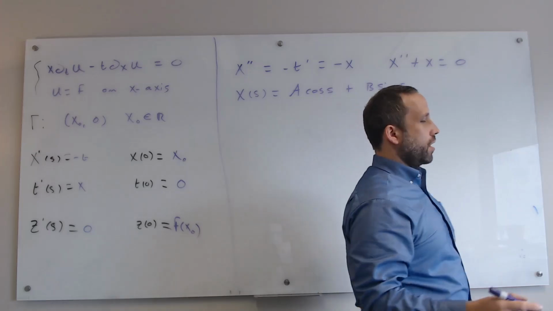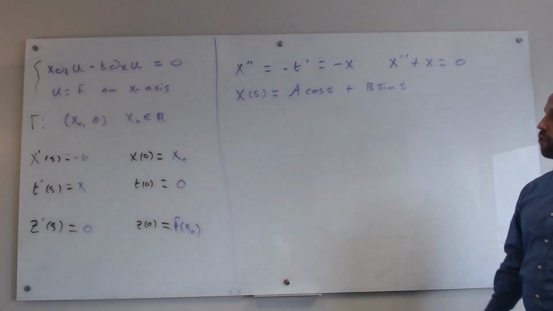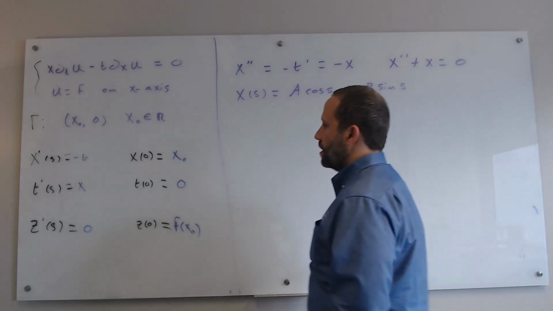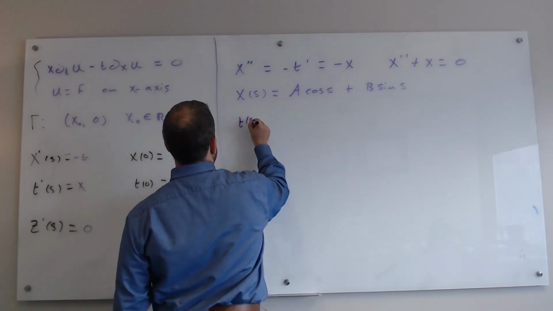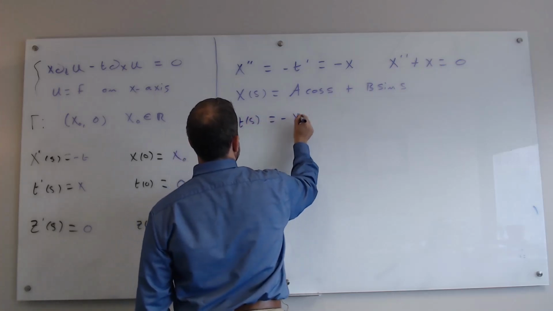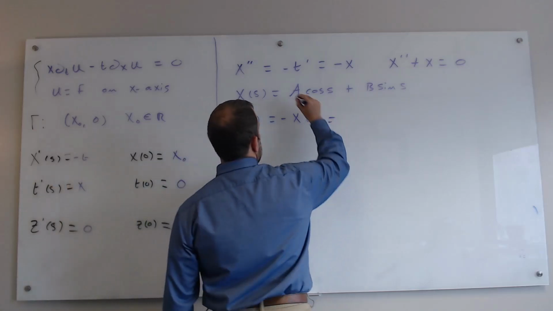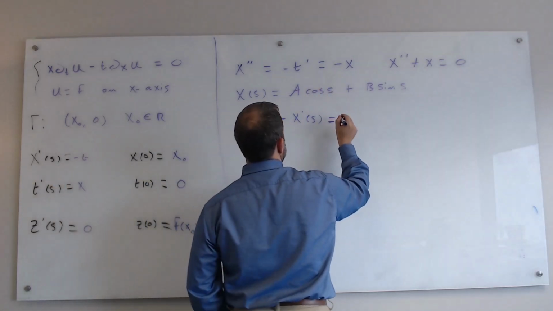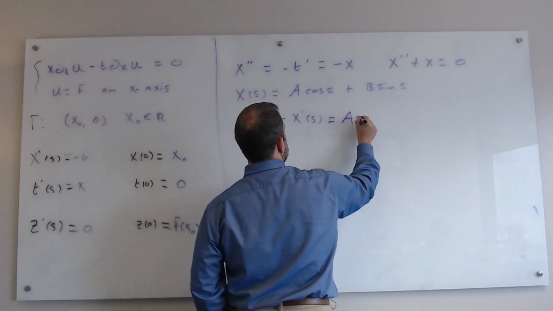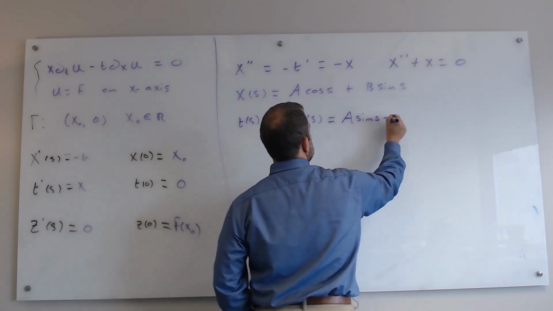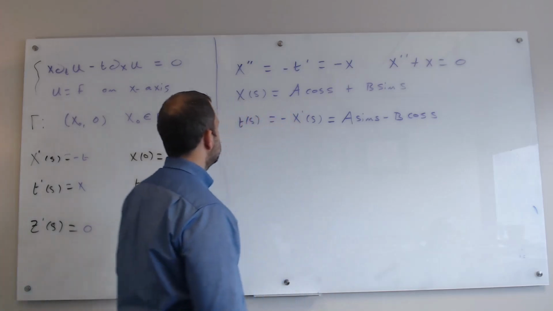The characteristic polynomial is r squared plus 1, so the roots are plus and minus i, so this is the form. Now I know that t is equal to minus x prime. So t of s is equal to minus x prime. Okay, if I take the derivative of this, I'm going to get a sine s minus b cosine s.